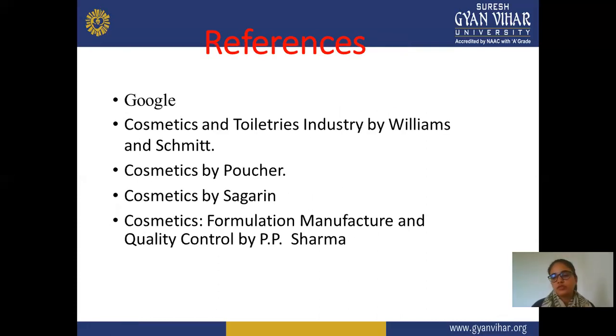In this, we are using different sites for the cosmetic product. Next is Cosmetics and Toiletries Industries by William and Suchmitz. Next is Cosmetics by Poucher. Next is Cosmetics by Sagarin. Next is Cosmetics: Formulation, Manufacture and Quality Control by P.P. Sharma. So these books are all good. In this, all cosmetic products are available. You can easily take the content, as all the books have good content. You can use any one book or maybe a combination.